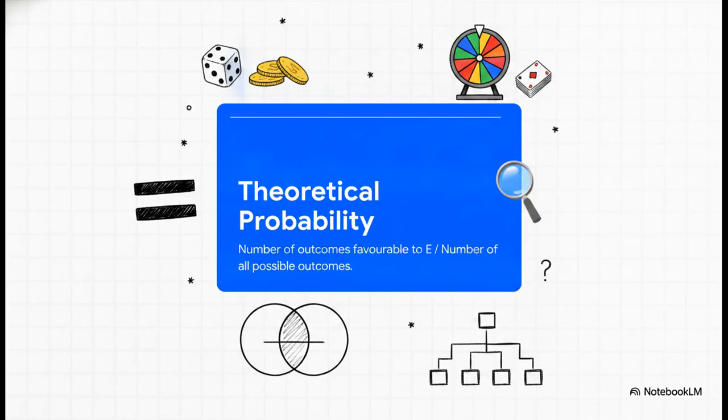And you know what? Laplace's elegant formula is wonderfully simple. The theoretical probability of any event, let's just call it event E, is simply the number of outcomes favorable to E divided by the total number of all possible outcomes. Now, there is one absolutely crucial assumption holding this whole thing together. Every single outcome must be equally likely to happen.